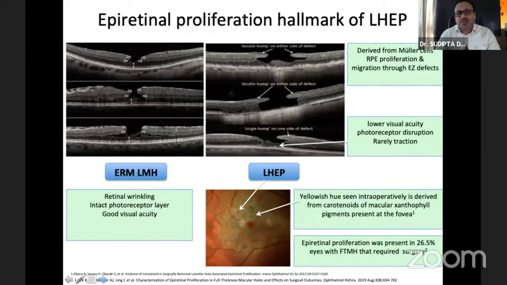Epiretinal proliferation is a hallmark of LHEP. On the left side, the typical ERM LMH has wrinkling, interphotoreceptor layer changes, and good visual acuity. On the right side, it is derived from Muller cells, so there's a degenerative process involved here. We can see low visual acuity, photoreceptor disruption, and rarely traction. During surgery, LHEP usually has a yellowish hue, seen intraoperatively because of the carotenoids from macular xanthophyll. It is seen in around 26% of patients with full thickness macular hole requiring surgery, and can sometimes be diagnosed by negative staining.